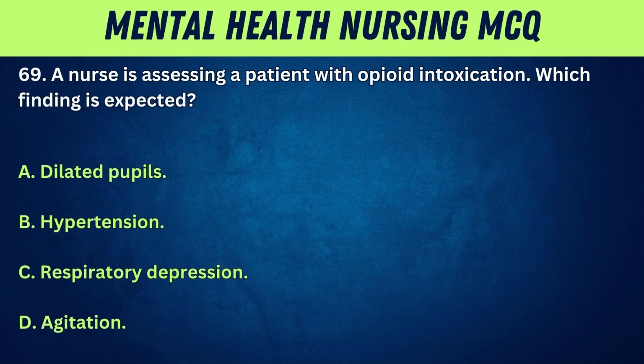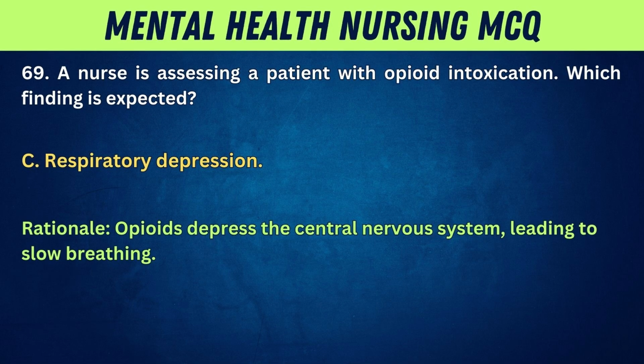69. A nurse is assessing a patient with opioid intoxication. Which finding is expected? A. Dilated pupils. B. Hypertension. C. Respiratory depression. D. Agitation. Answer: C. Respiratory depression. Rationale: opioids depress the central nervous system, leading to slow breathing.